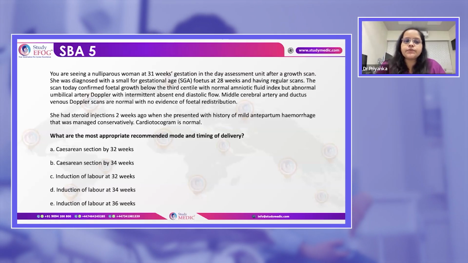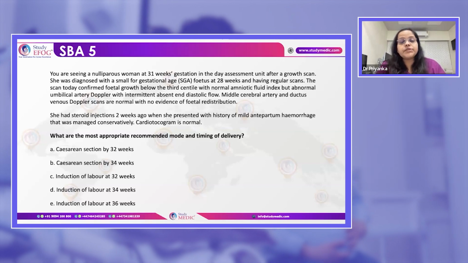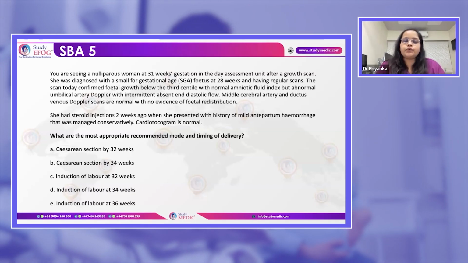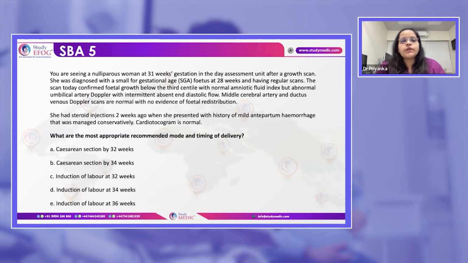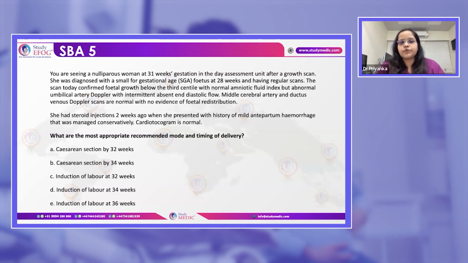She had received steroid injections 2 weeks ago, when she presented with a history of antepartum hemorrhage, which was managed conservatively. The hemorrhage settled and she was sent home, and the cardiotocograph was normal. So now, what are the most appropriate recommendation and mode of delivery? Here she has absent end diastolic flow with fetal growth restriction.